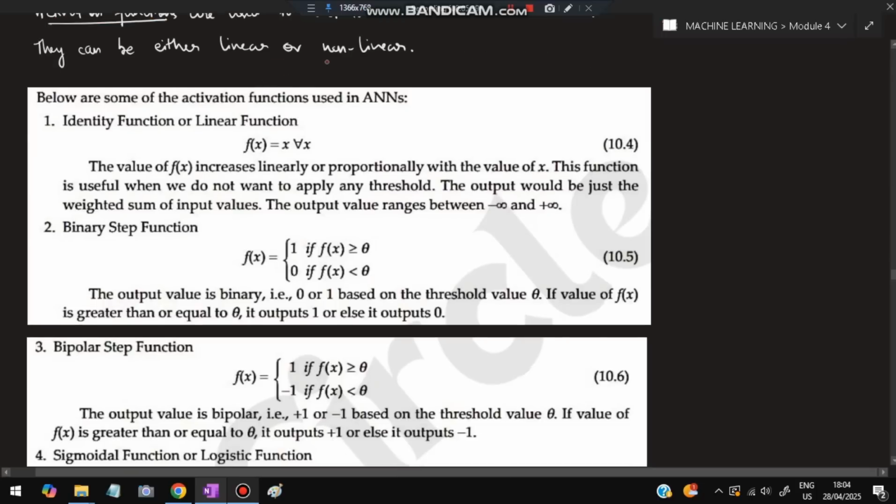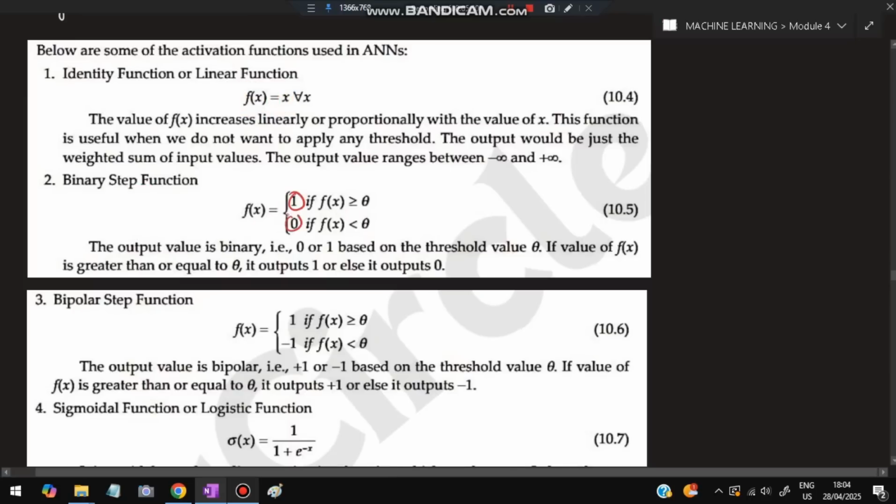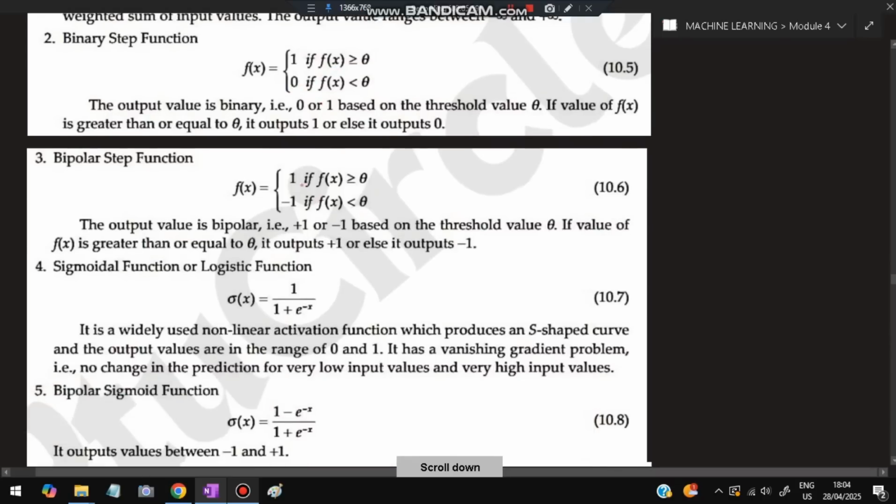It can be linear or non-linear. Now the first one is the identity or linear function, which means the output will be equal to the input. Next is the binary step function, which means the output will be 1 or 0. It will be 1 when f of x is greater than or equal to theta. If it is less than theta, it is 0. If it is greater than or equal to theta, it is 1, and here it is -1. This is the bipolar step function.